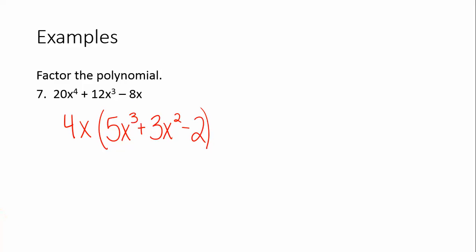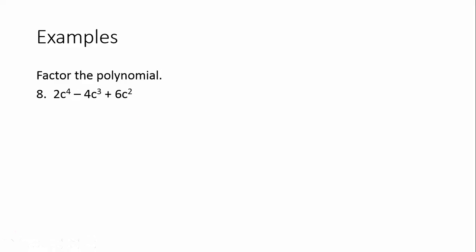Hopefully you got that one right. If you didn't, you can see where your mistake is. If not, make sure that you're asking questions in class. And I think this might be our last one. 2c to the 4th minus 4c cubed plus 6c squared.